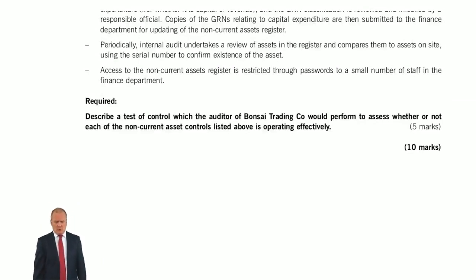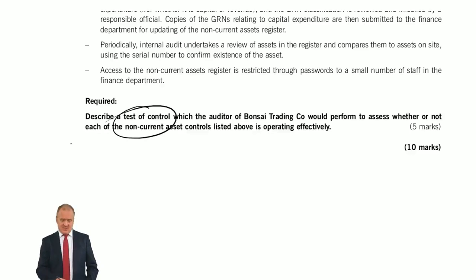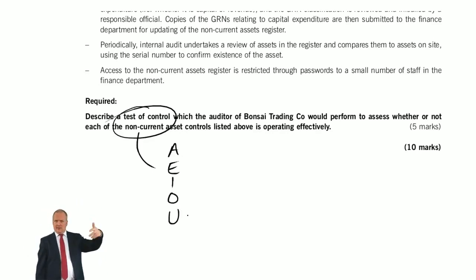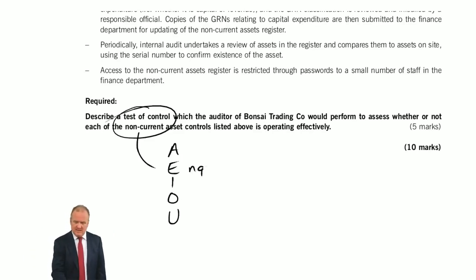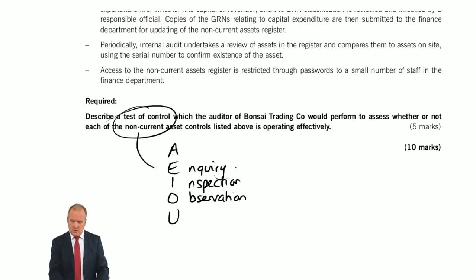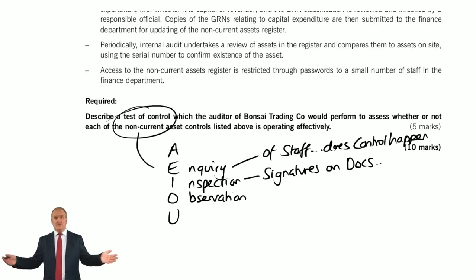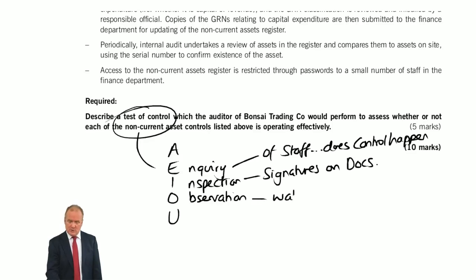Describe a test of control which the auditor of Bonsai would perform if we were doing this question. Tests of control. Well, the auditors have 5 basic tests: analytical, enquiry, etc. And I find tests of control are typically the middle 3. Inquiry, inspection, observation. So if you want to test the list of controls that is in this story, you could inquire of staff at the company, does the control happen? You could inspect signatures on documents, because if someone authorises something, they're likely to sign it, for example. Or you could observe, actually watch the control procedure happen.